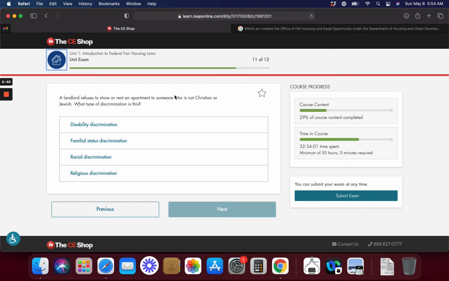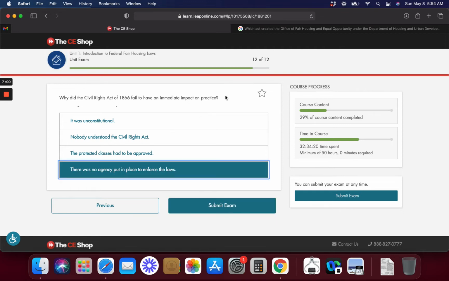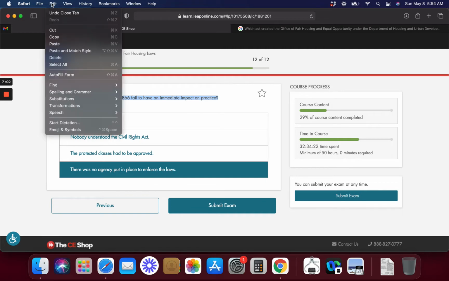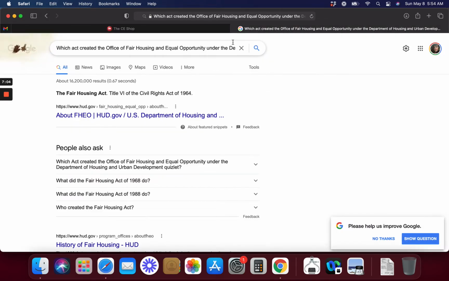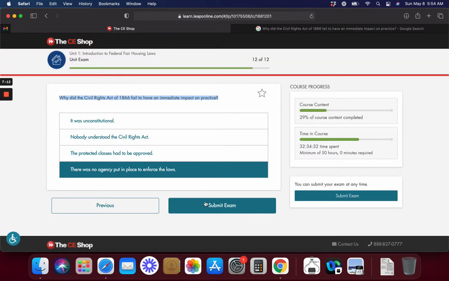All right, a landlord refuses to rent to a person who is not Christian or Jewish. This would be religious discrimination, I do believe. Why did the Civil Rights Act of 1866 fail to have an immediate impact on practice? There was probably no agency put in place, I'm guessing. Let's see if Google knows. Google, what would you do without Google? I don't know. There was no agency. Hey, look at that. I think I got that right. All right.